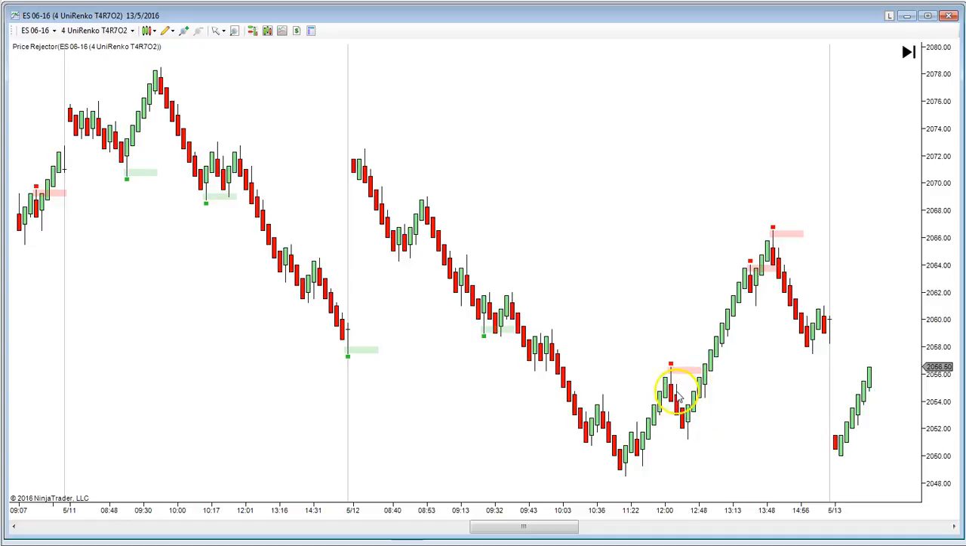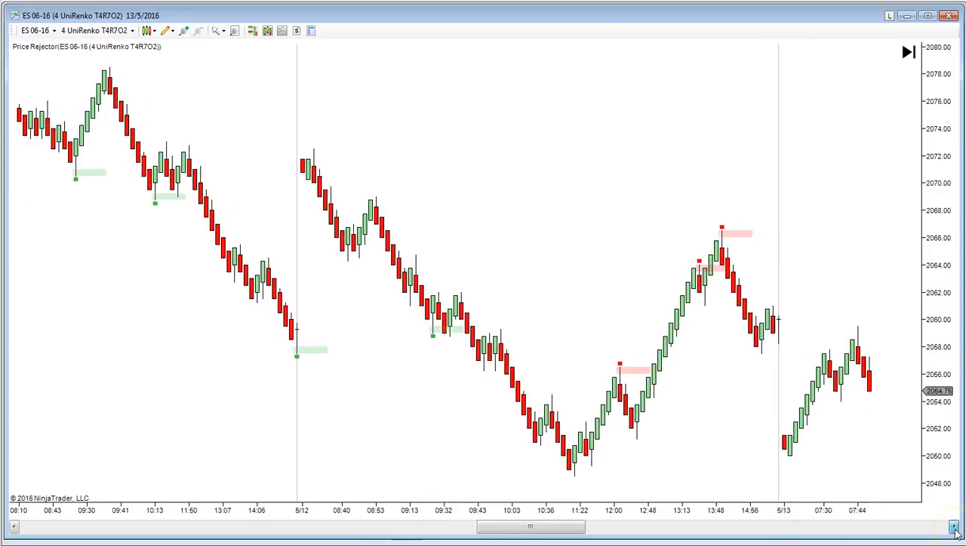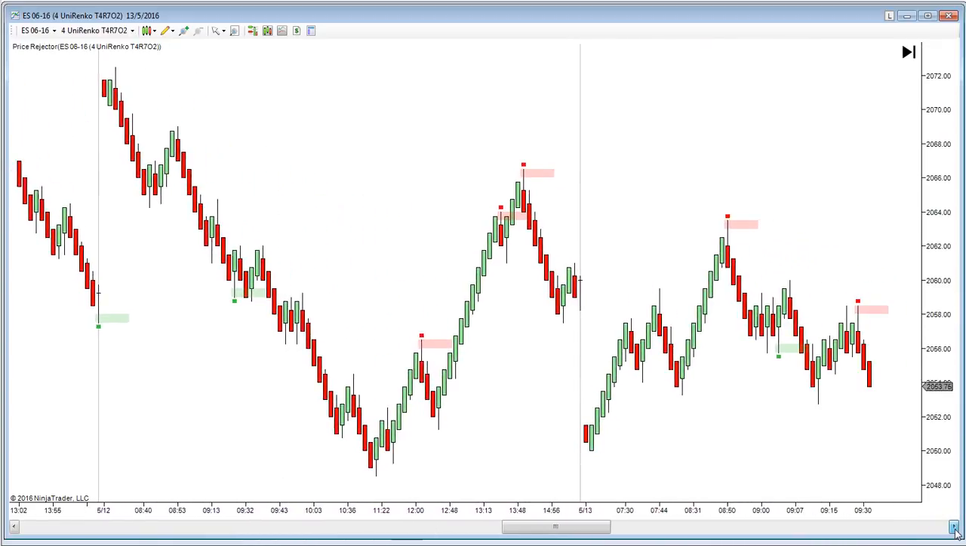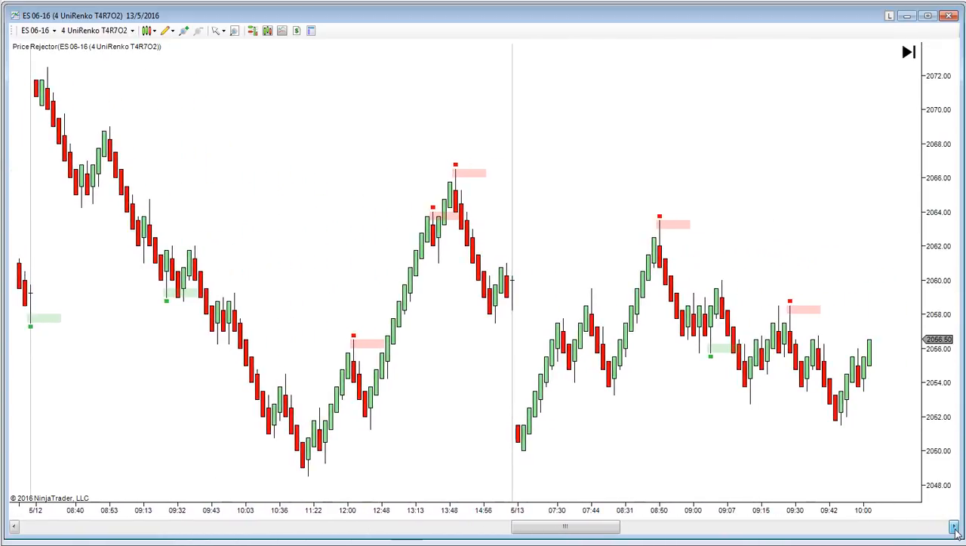It started to work out, and it started to reverse on you. Again, you're getting short. You expect to see more red candles, not all of a sudden stop and get green, green, green. This one didn't work out. This one did. Let's see the next day, Friday the 13th. Let's scroll through. So here's a sell signal.